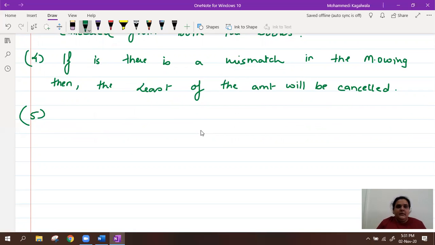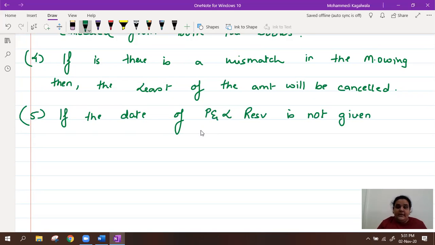Say suppose the date of the P&L reserve is not given. The date is also not given and they are not telling us whether it is pre or post. Then it is assumed to be pre.